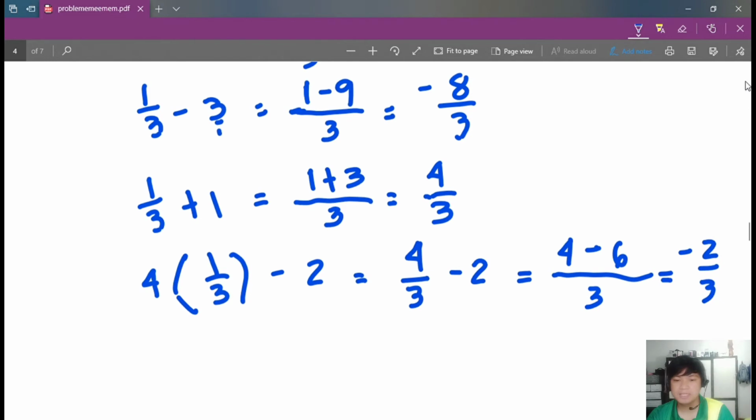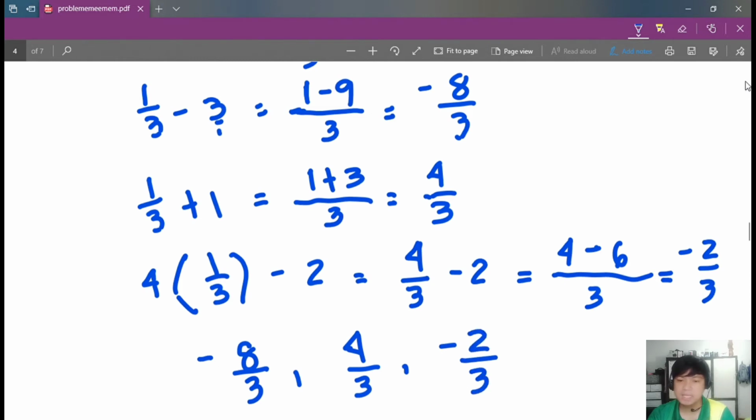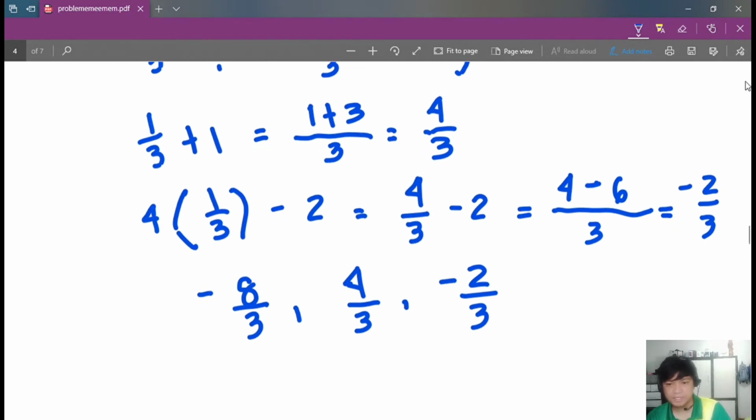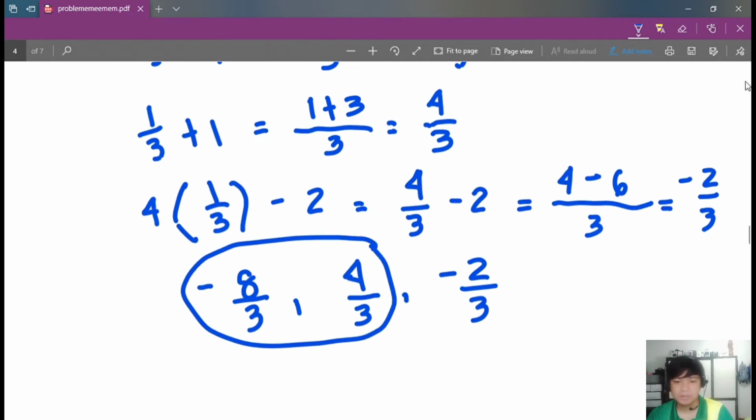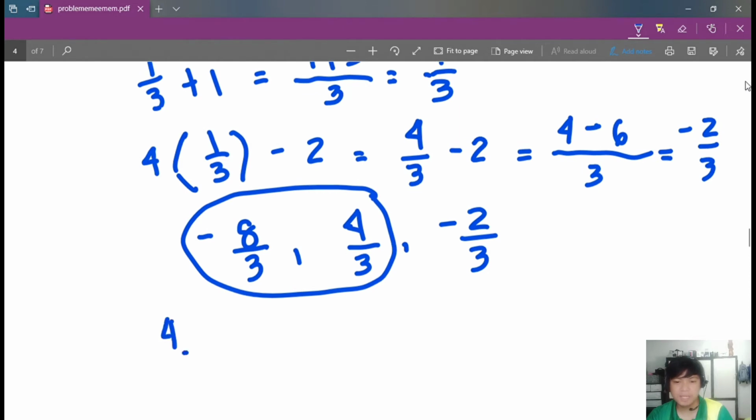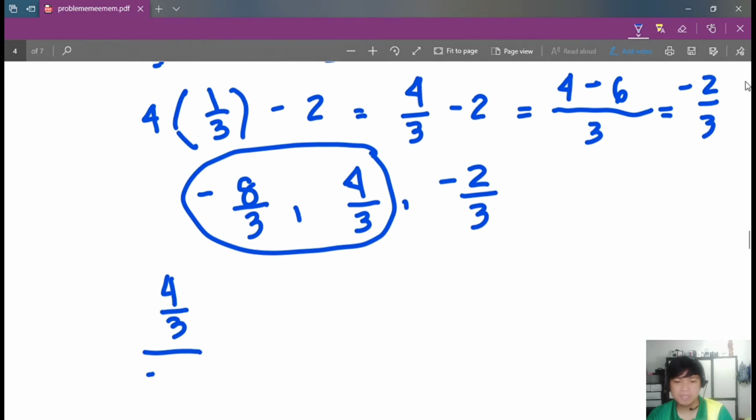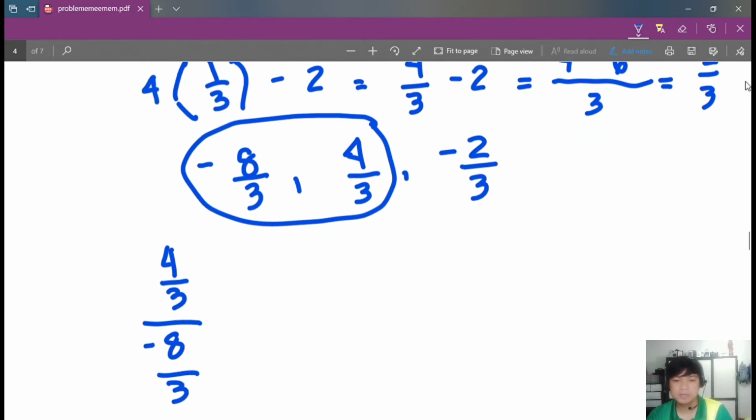So our first term is negative 8 over 3. Then 4 over 3. Then negative 2 over 3. Let's see if it has a common ratio. First, let's get the ratio of these. The common ratio is 4 over 3 divided by negative 8 over 3. So that is 4/3 times the reciprocal, 3 over negative 8. In lowest terms, 4 over 8 is 1/2. So the sign is negative, negative 1/2.